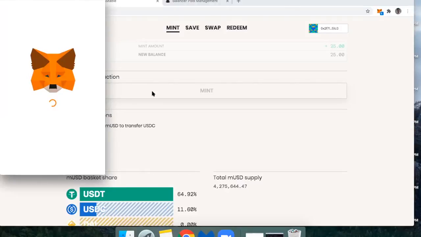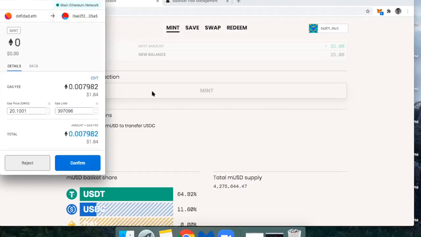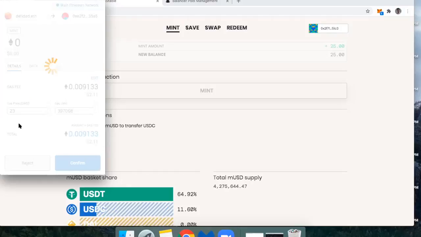So here's my MetaMask. Okay, so I am just checking ethgasstation.info one more time. Looks like the prices are still the same, so I'll put this up at 23 Gwei.